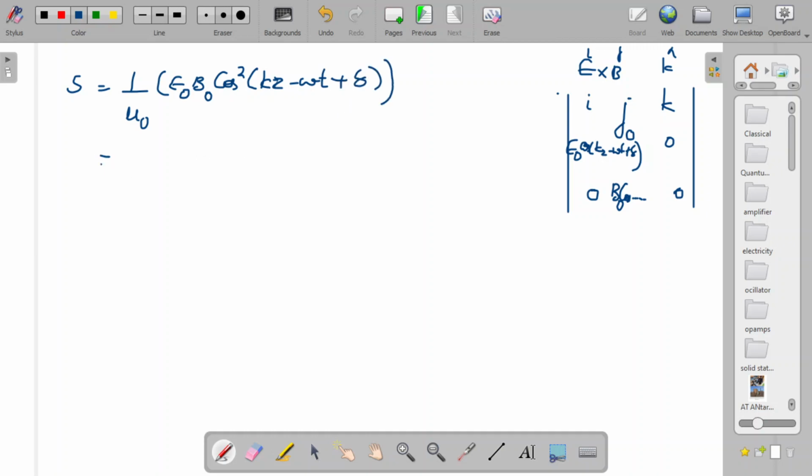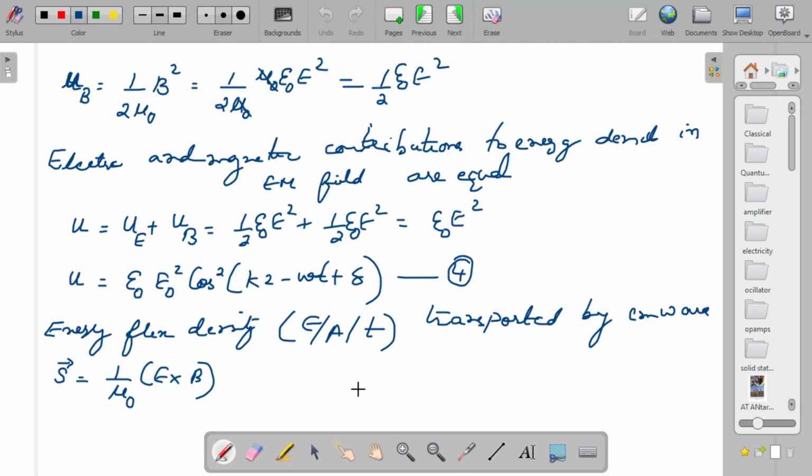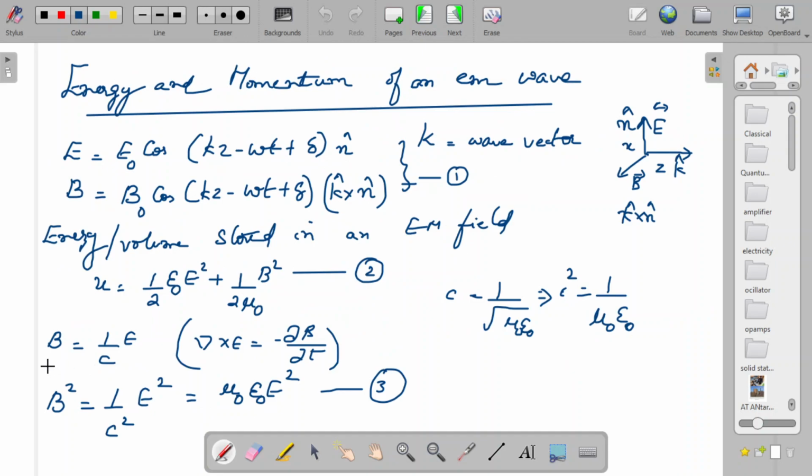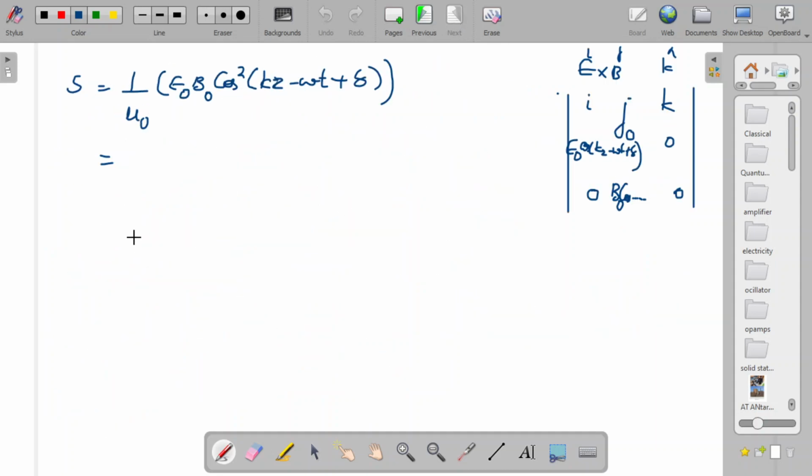Now we have found out what is B0. B0 is 1 by C E0. I can write B0 as 1 by C E0. So I can write it as 1 by mu 0 into 1 by C into E0 cos square kz minus omega t plus delta.